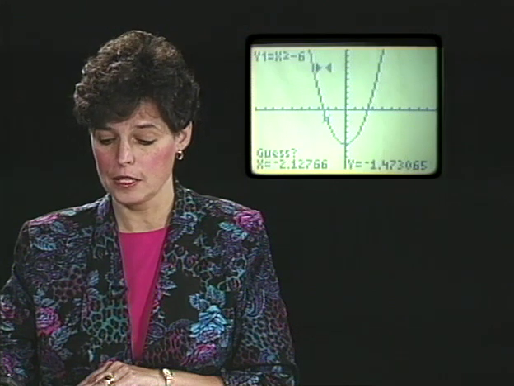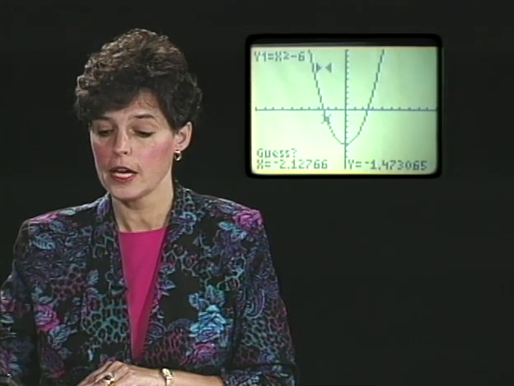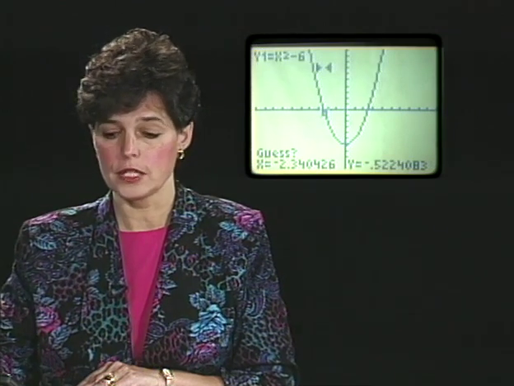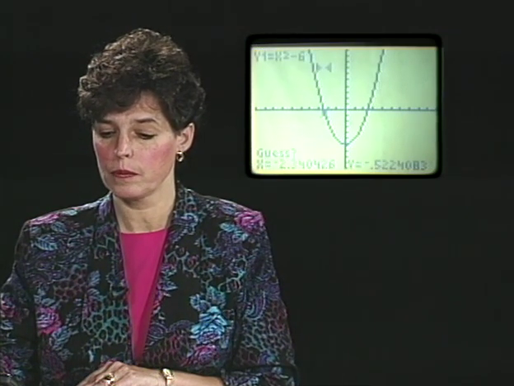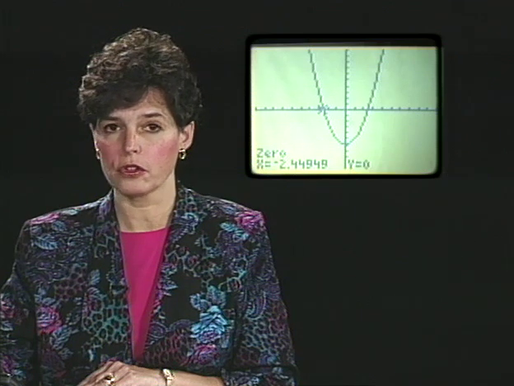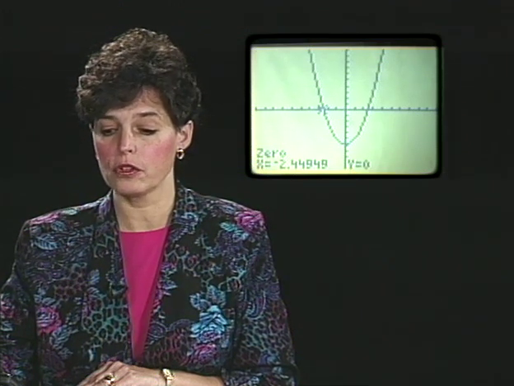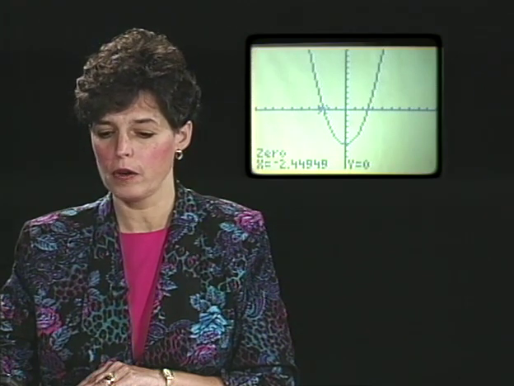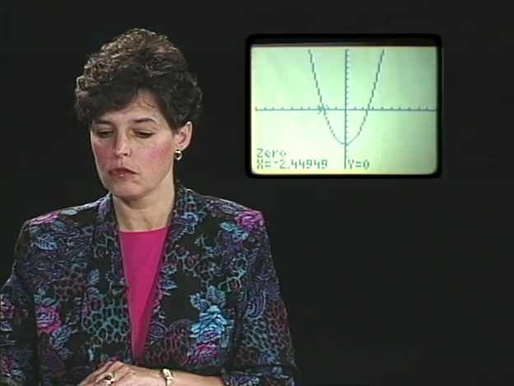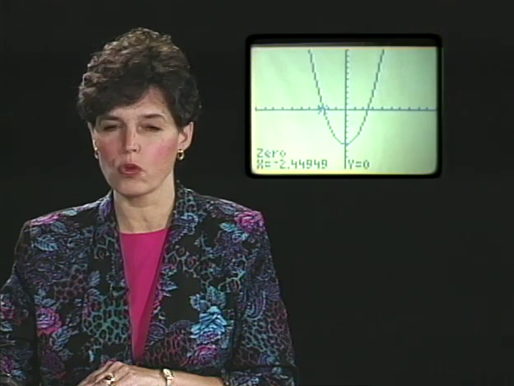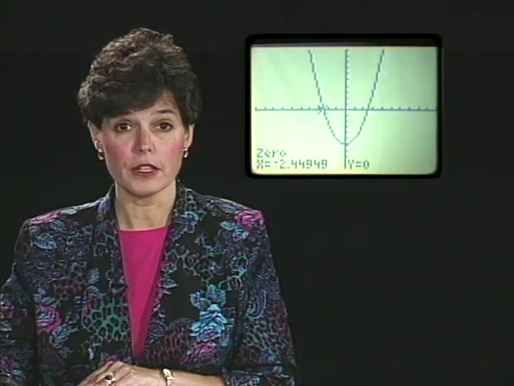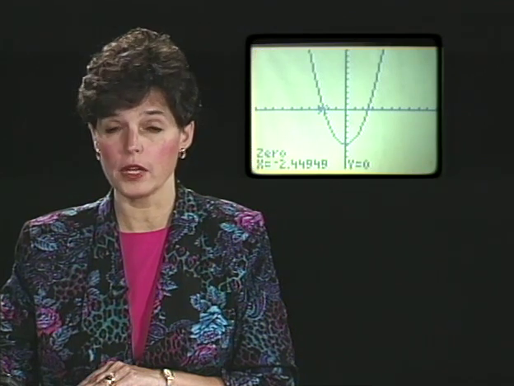The question on the bottom of the screen now is guess. Yes, I want the calculator to take a guess. If I want to, I can get even closer with my cursor, which I just did. And when I press enter, I will get a good guess for the 0. And you notice that it says y equals 0 for the y coordinate of this ordered pair. The x value seems to be negative 2.44949.